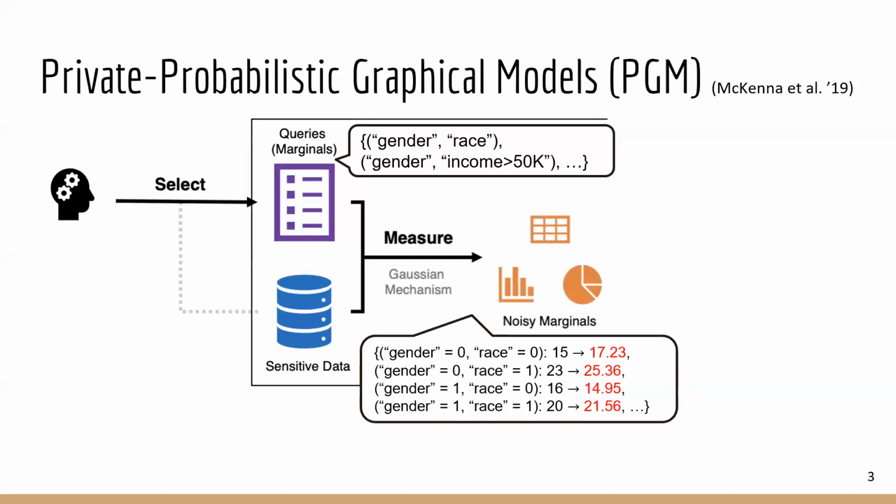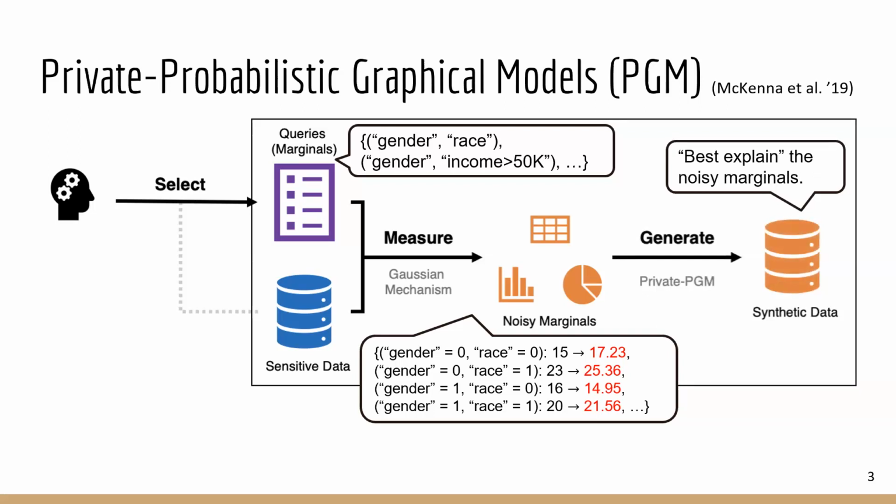The second step is measure, which takes every marginal you select in your list, and you count the occurrences of samples for each combination of possible values that can be taken by this marginal. For example, for gender and race, if you assume both of them only take binary values, you enumerate all the possible combinations 0,0, 0,1, 1,0, and 1,1, and you count the number of samples that fall into each category. And finally, you add Gaussian noise to perturb the output. So at this point, if you just release the noisy marginals, you already achieve differential privacy.